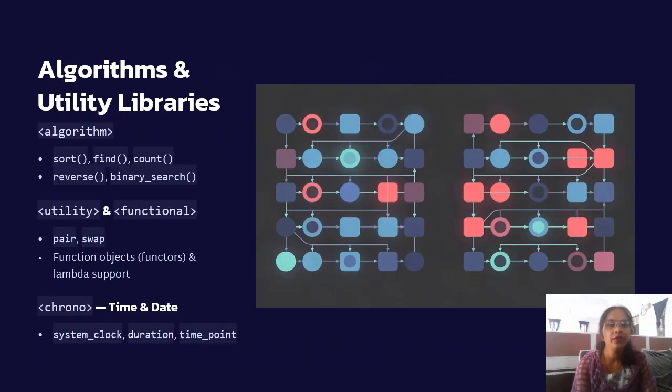Now, the algorithms and utilities libraries. In algorithm, as we already saw, we use the functions sort, find, count, reverse, and binary search, and in utility we use pair and swap. chrono is used for finding the date and time: system clock, duration, time point, etc. All these available tools improve performance and code quality.